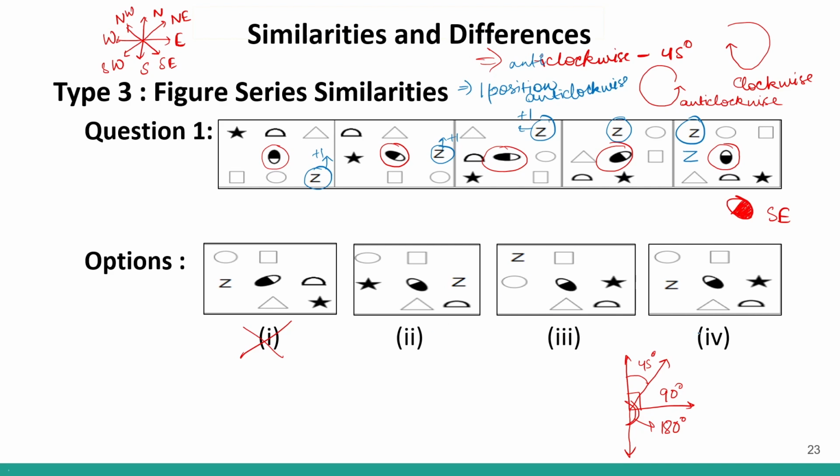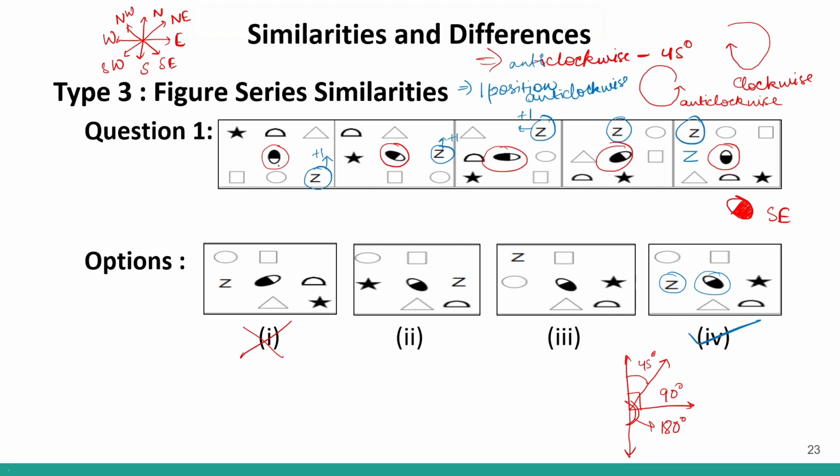Out of all these three options, only this option has Z in this place. And this is also correct. So answer will be option number 4. So whenever you get questions like this on figure series similarities, you don't have to check for each and every element. Because there are how many elements? 1, 2, 3, 4, 5, 6, 7. 7 elements are there. This will take a lot of time.